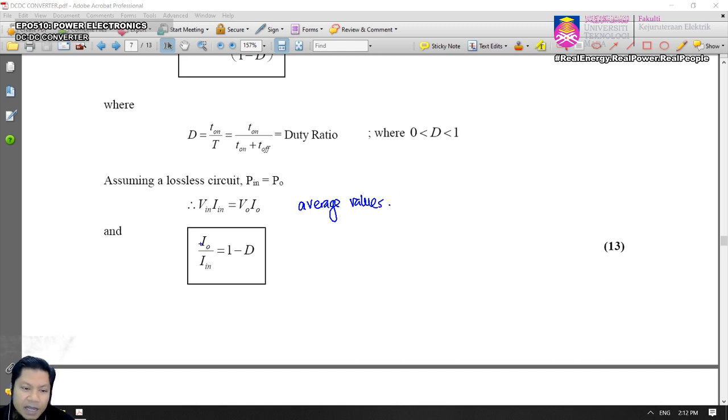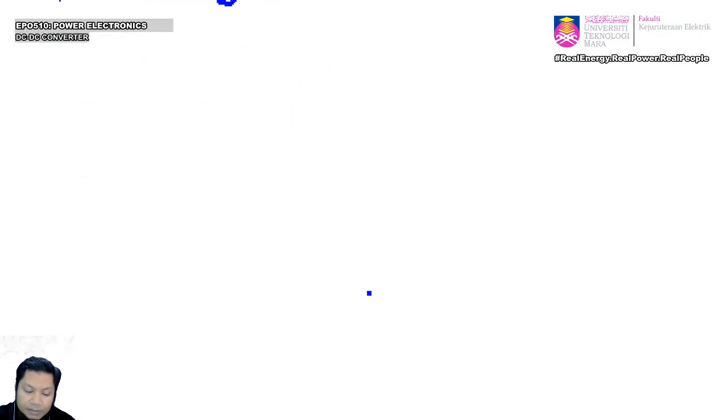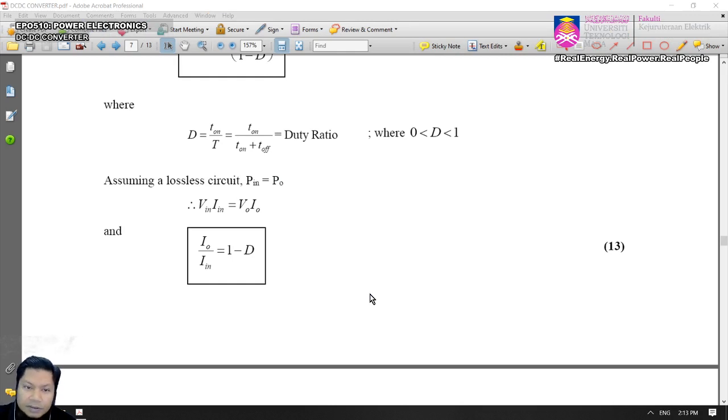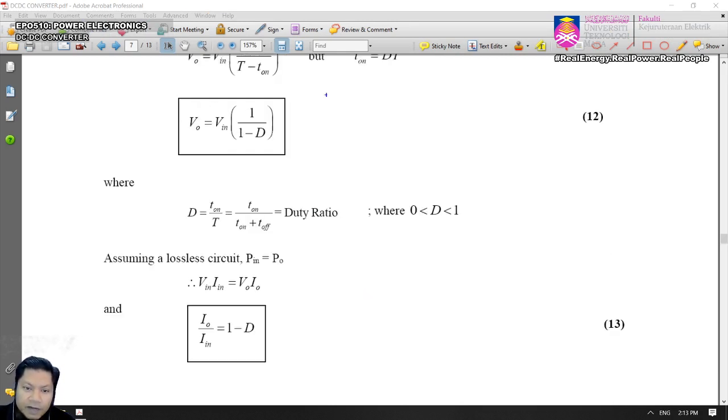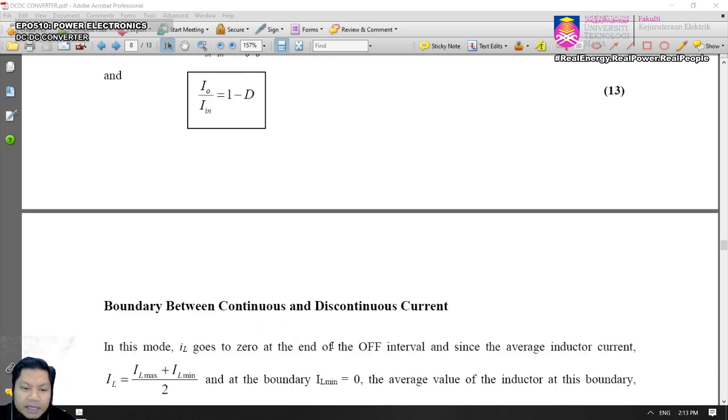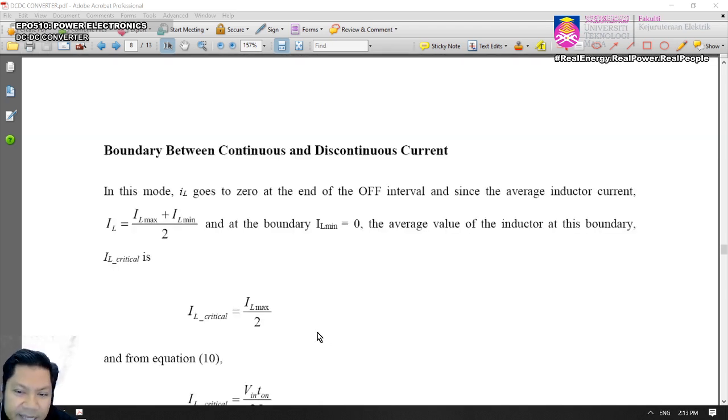Therefore, I naught divided by I in equals, if you modify that equation and substitute this equation into that one, then you will have the input current and output current related by the equation I naught over I in equals 1 minus D. Okay, with that in mind, we're going to look into the boundary between continuous and discontinuous current.